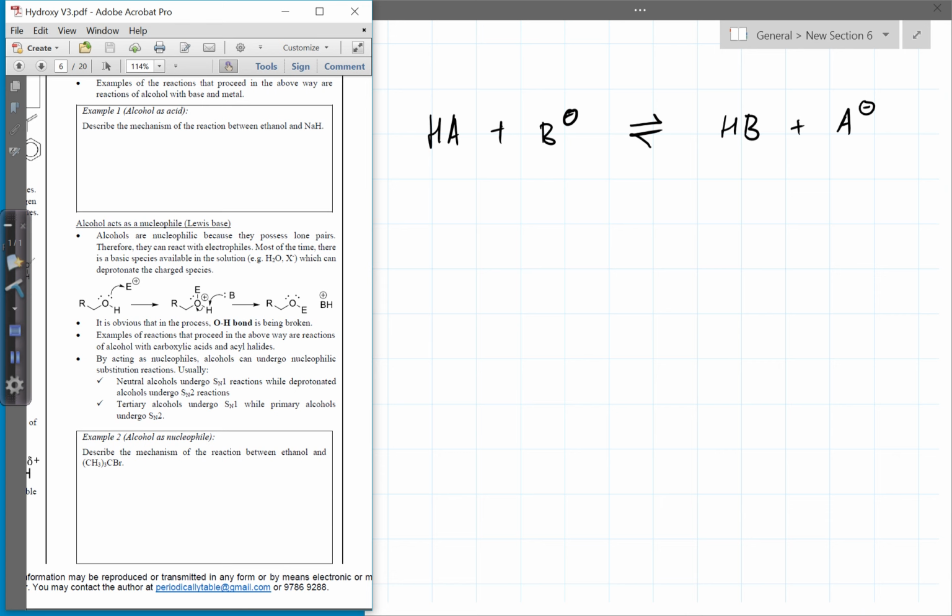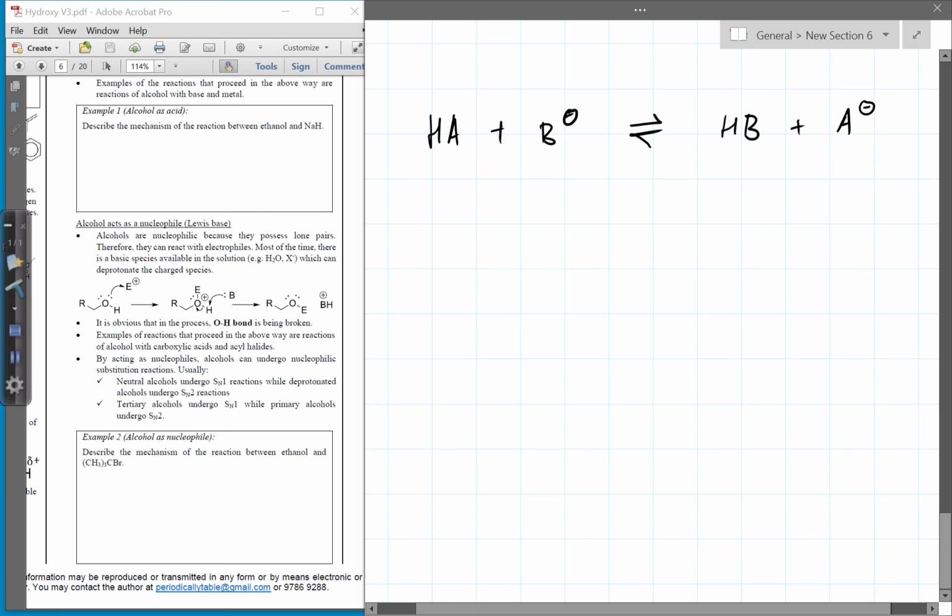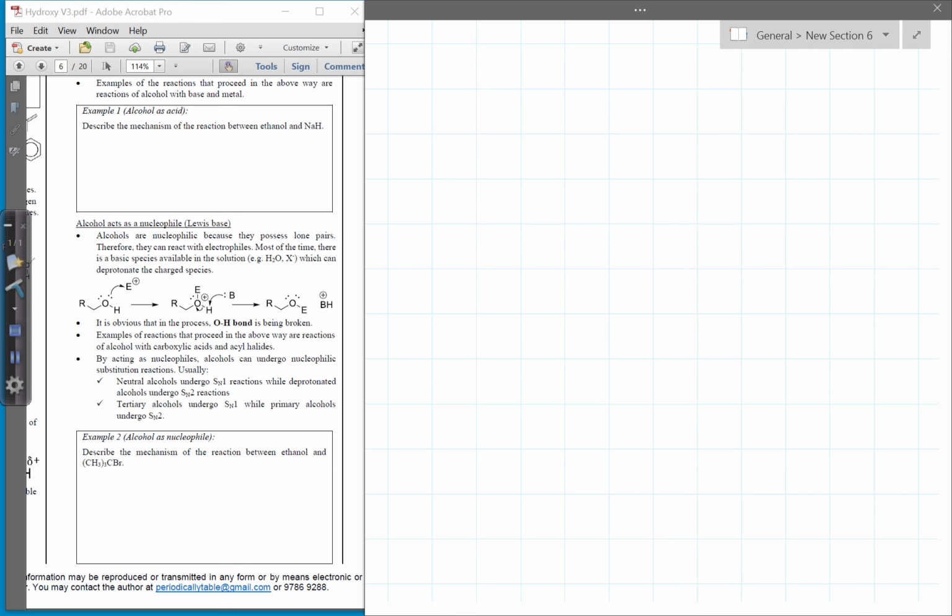Next, alcohol acting as a nucleophile, or you can call it a Lewis base. It's the same idea if you didn't realize until now. Alcohols are nucleophilic because they possess lone pairs. Therefore, they can react with electrophiles. Most of the time, there is also a basic species available in the solution, which can deprotonate the charged species. So if you have an alcohol, you can react it with an electrophile. Afterwards, take note that you'll be charged, right? Don't anyhow remove the H without the help of any other species. Usually, there will be a basic species present in the solution, for example water, which usually occurs for aqueous solutions, or your halide, which can deprotonate the charged species.